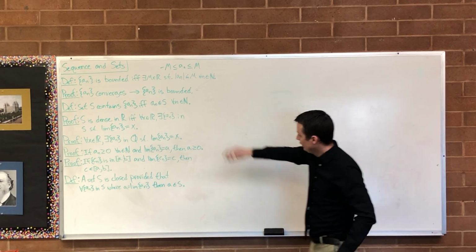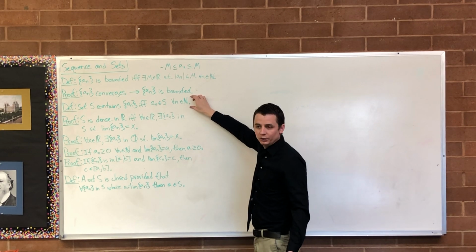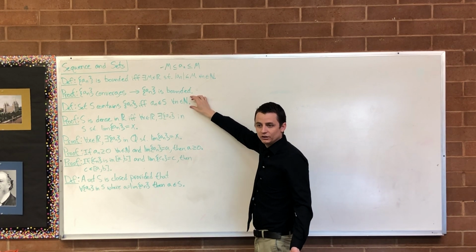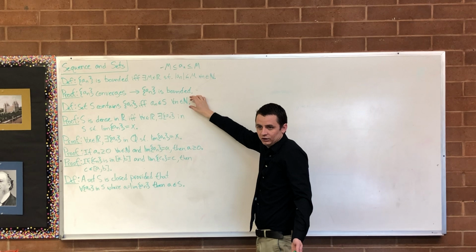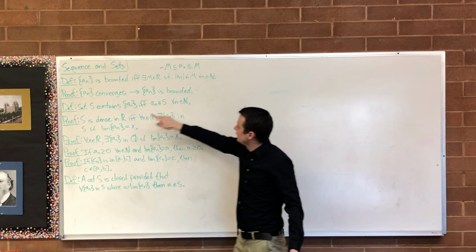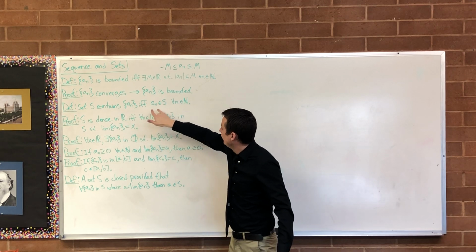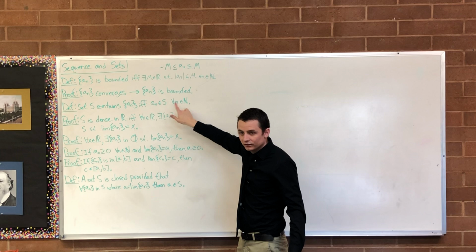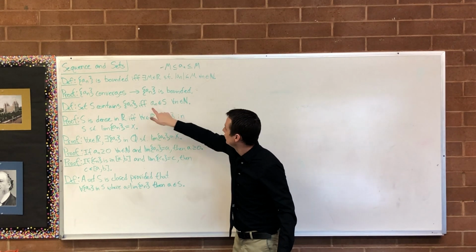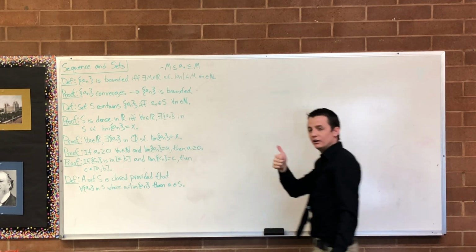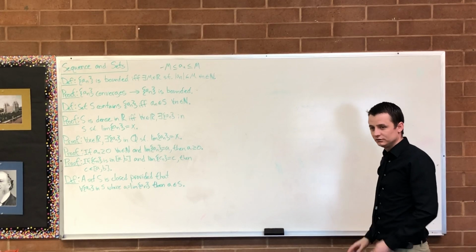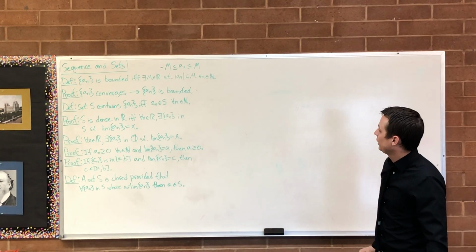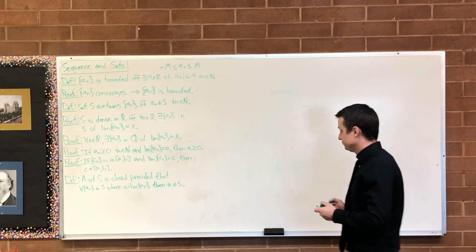Okay. So is there anything weird about this, or do we need to see some examples? Or do you think you got it? A set S contains some sequence a sub n if and only if a sub n is in S for every term. a1 is in S, a2 is in S, a3 is in S, they're all in S, then S contains the sequence. Pretty straightforward.